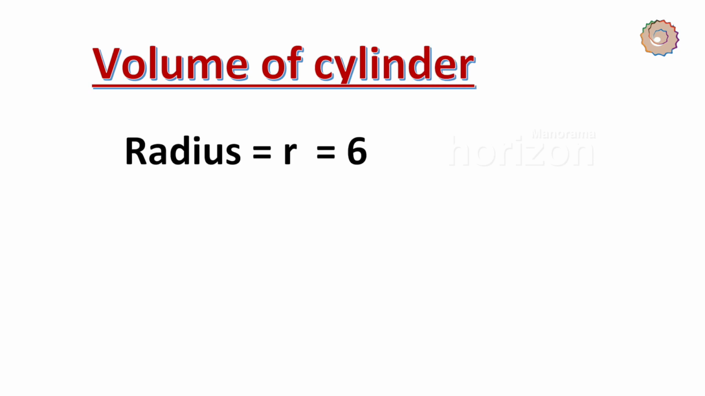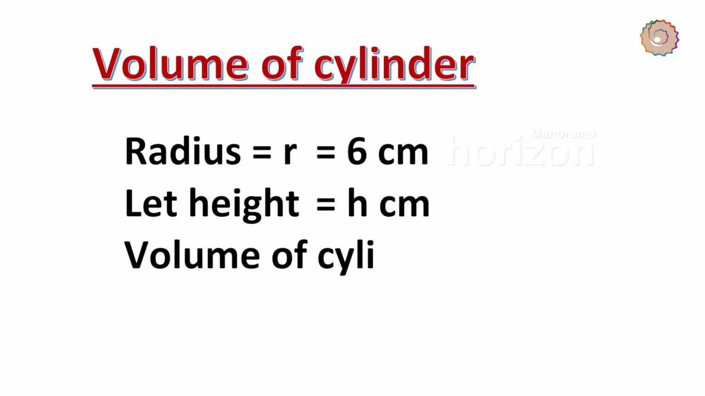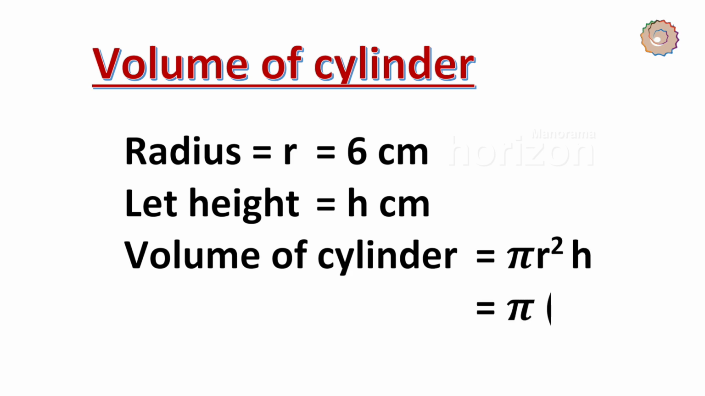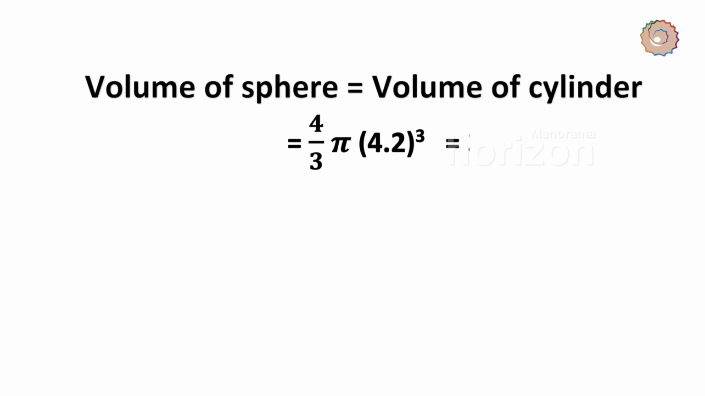Now what is the volume of the cylinder? Radius is equal to 6 cm. Let the height be h cm. The equation for the volume of the cylinder is πr²h. Now substitute the values: π × 6² × h, which is equal to 36πh. Now we know the volume of the sphere is equal to the volume of the cylinder. Equate both equations: 4/3 π × 4.2³ is equal to 36πh.